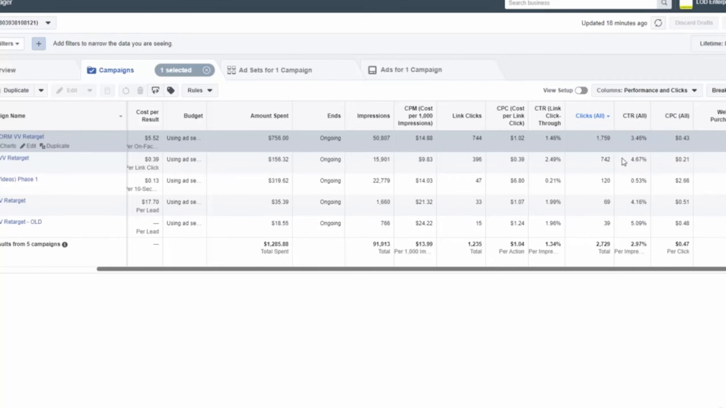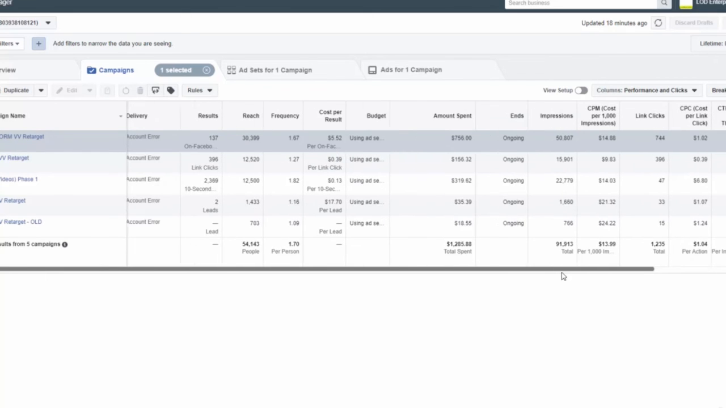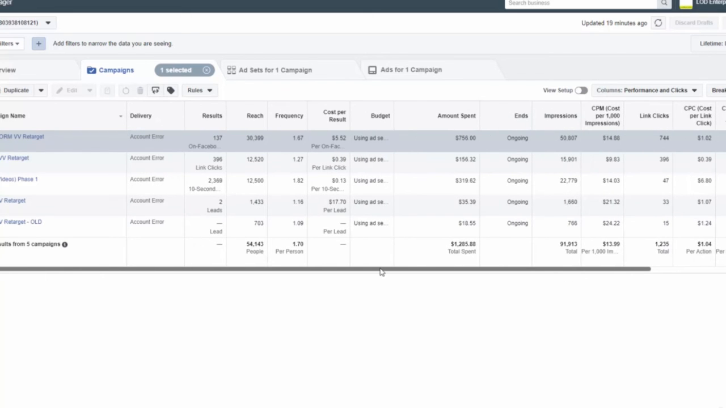Not the all, because this is going to include if somebody clicked somewhere on the ad but didn't actually go to the landing page. So you'll notice here that the clicks all is obviously a lot more than the actual clicks for the link clicks here. So this is the data here that you're going to want to make sure you're keeping track of. And this is going to be mainly here for the local space.